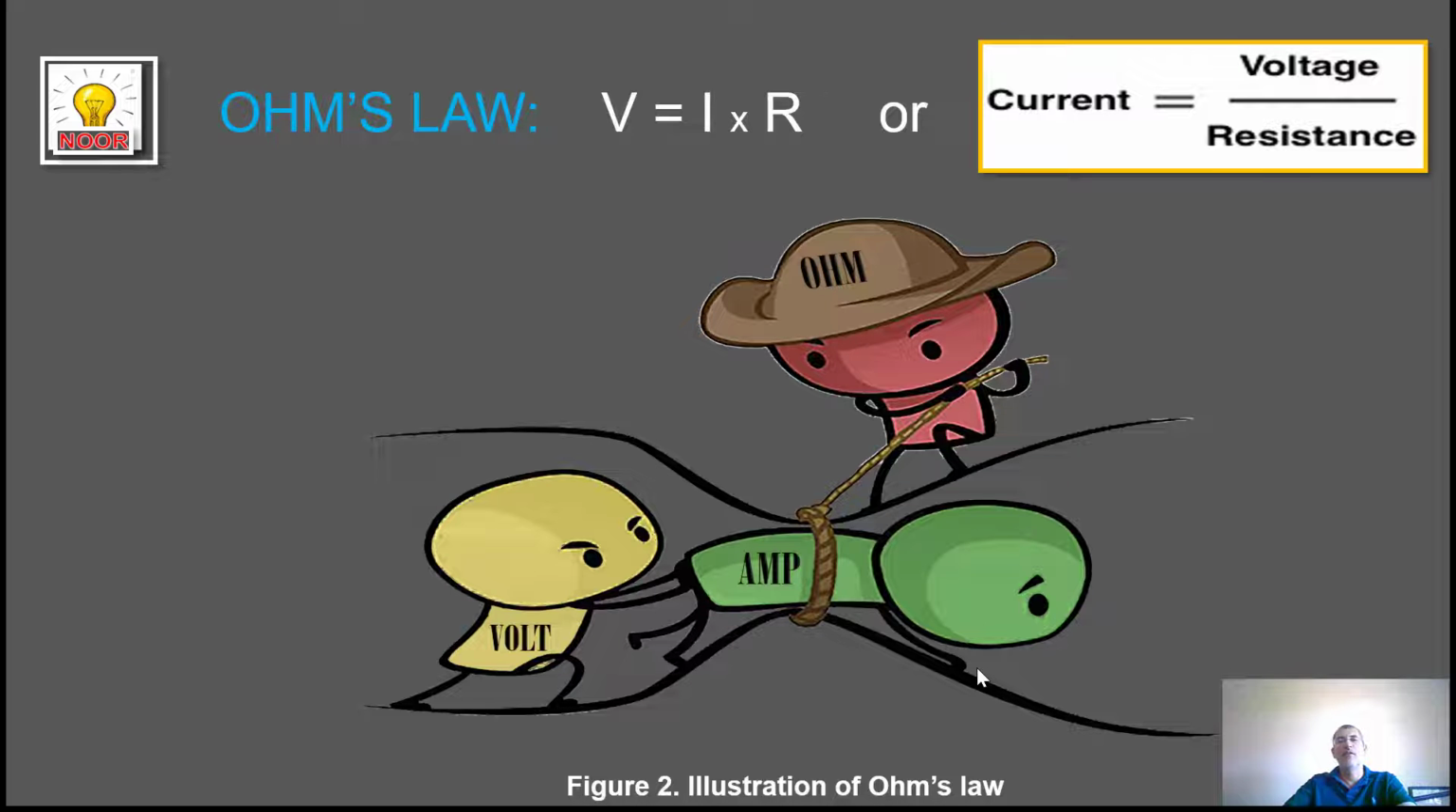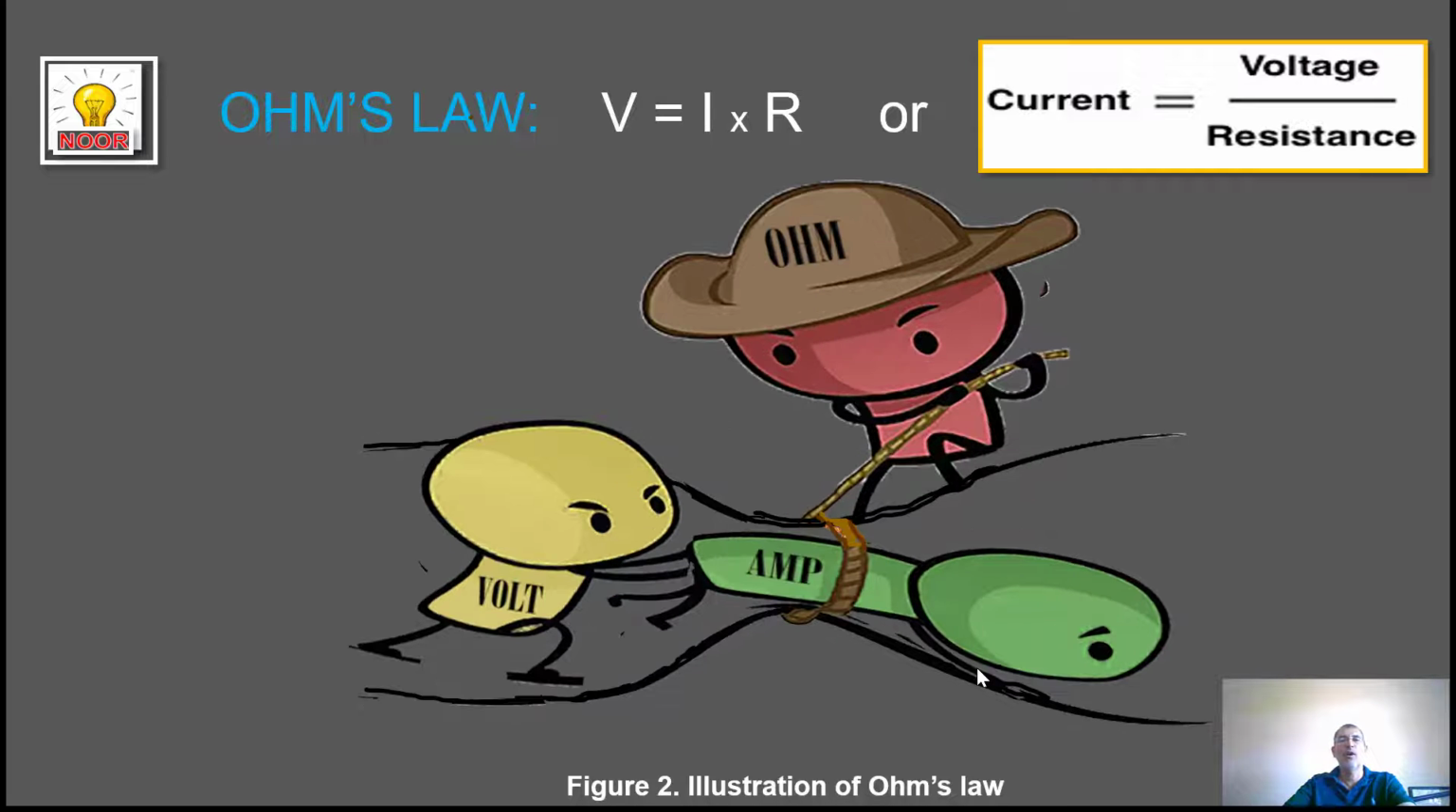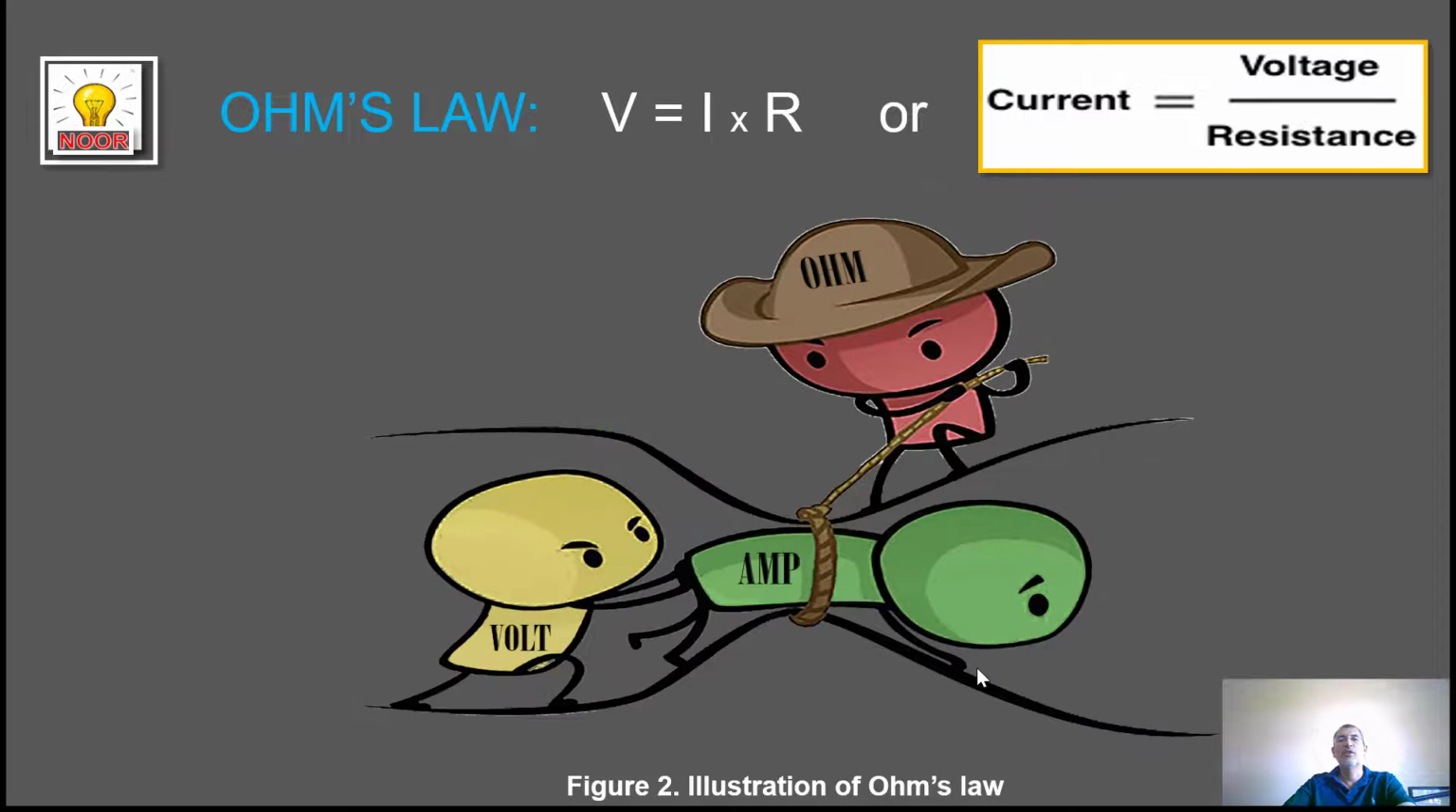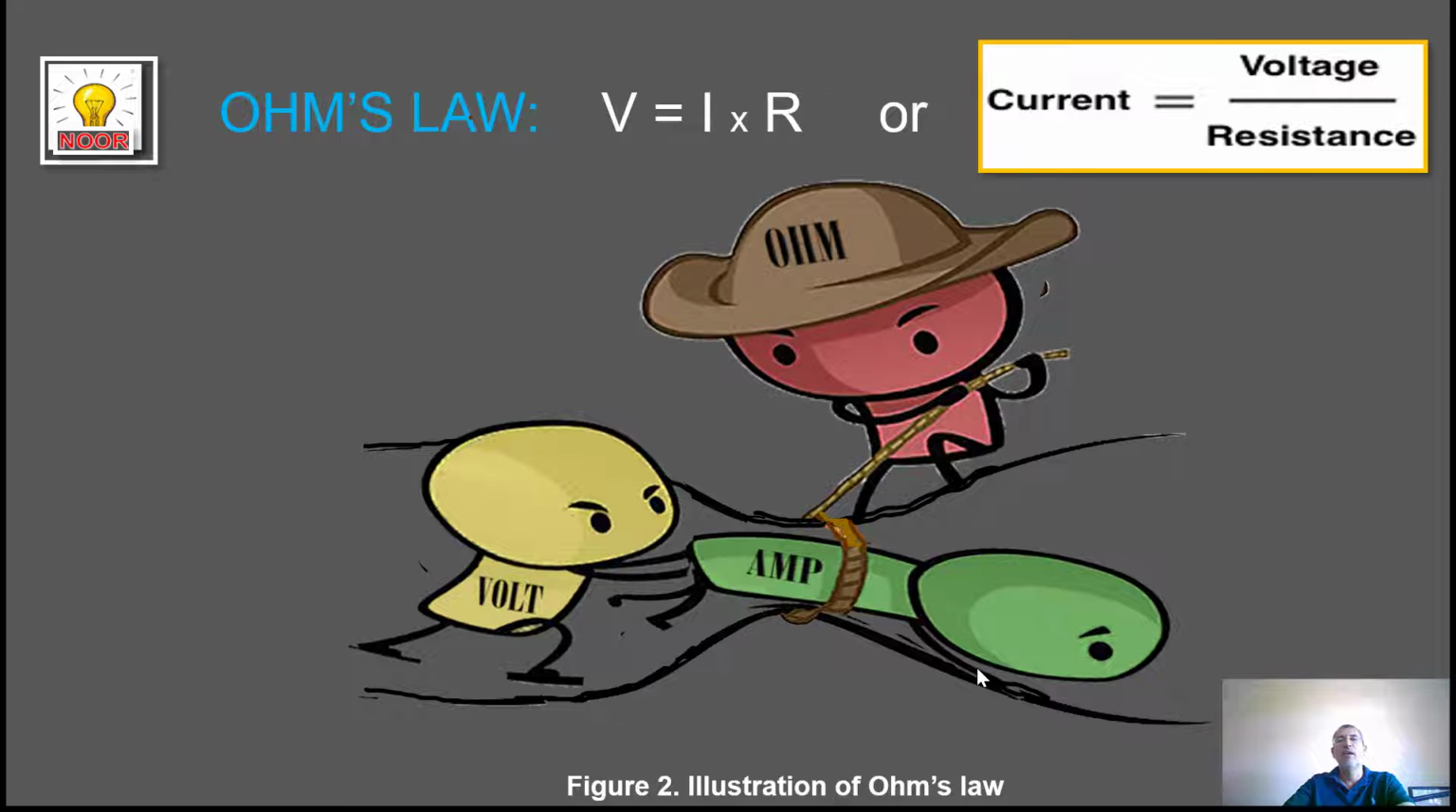This is just a funny cartoon or caricature showing Mr. Volt pushing so hard on Mr. Ampere to go through that bottleneck, but Mr. Ohm is squeezing so he can't go through. So this is some kind of voltage, ampere, ohm relationship.